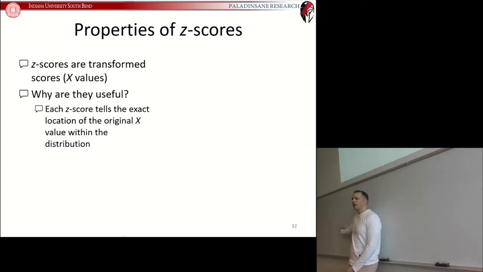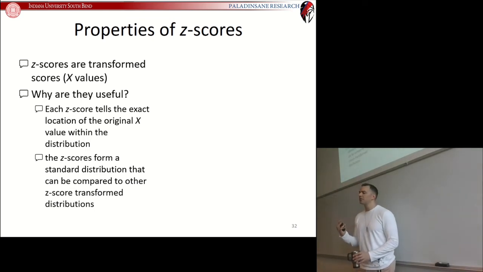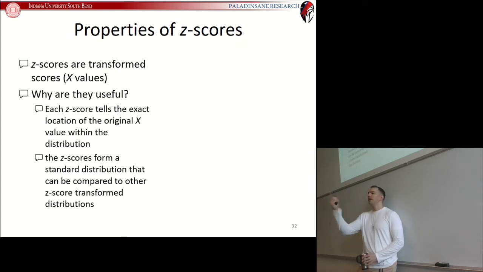So a raw score of 80 tells you nothing. You don't know if you're above the mean or below the mean. But a z-score of -1 tells you you are below the mean and you are exactly 1 standard deviation below that mean. The z-scores form what's known as a standardized distribution. Because they all have a mean of 0 and a standard deviation of 1, you can transform any score into a z-score and then compare it to any other score that got transformed into a z-score.